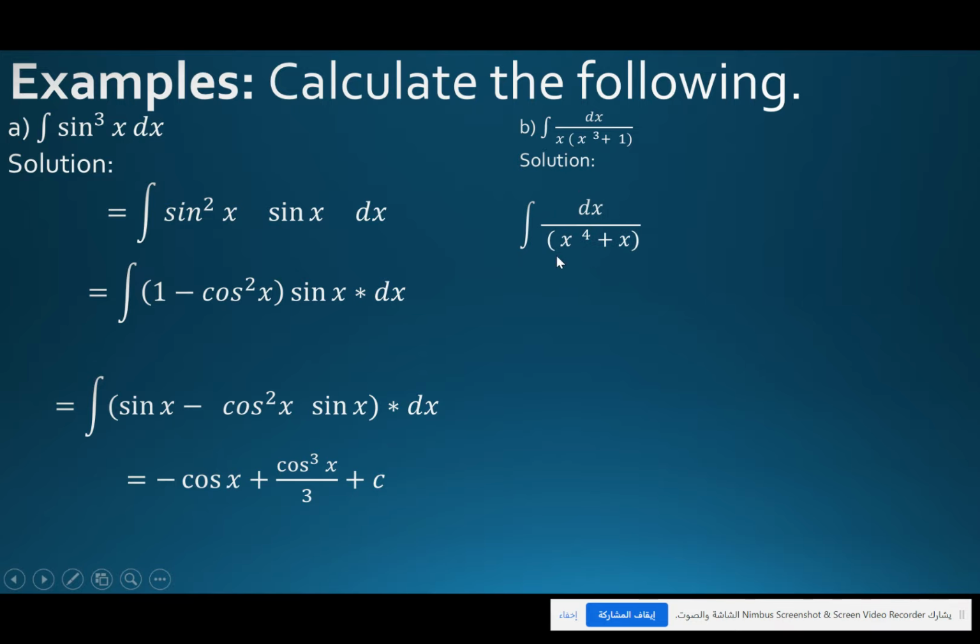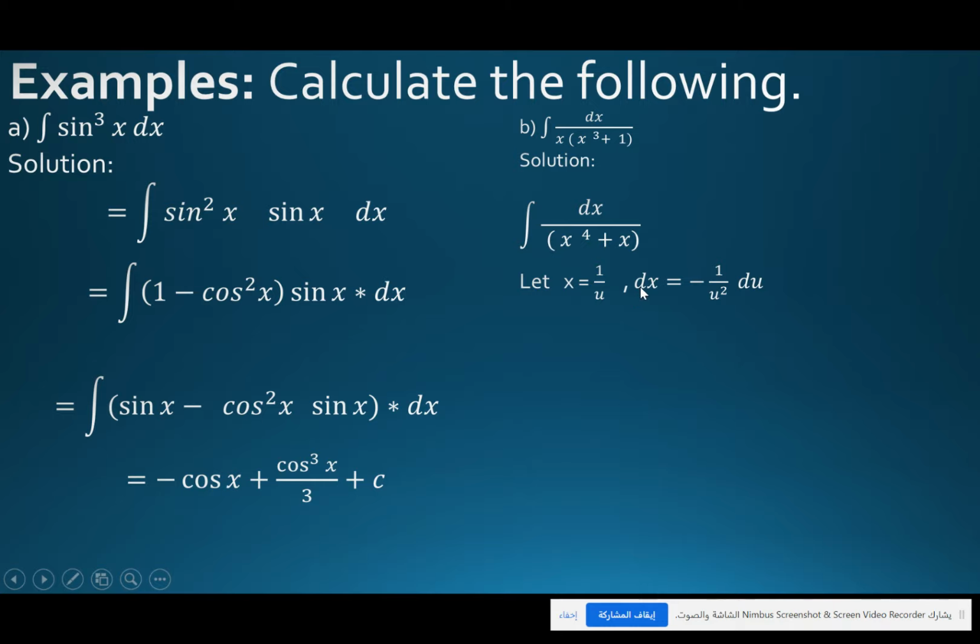Integration of dx over x to the power of 4 plus x, by multiplying x inside. It is not necessary actually to multiply it, but if you multiply it, you will get the same answer. Here we are going to have a special type of substitution. You're going to say that let x equal 1 over u. This x, we're going to replace by 1 over u and differentiate it.